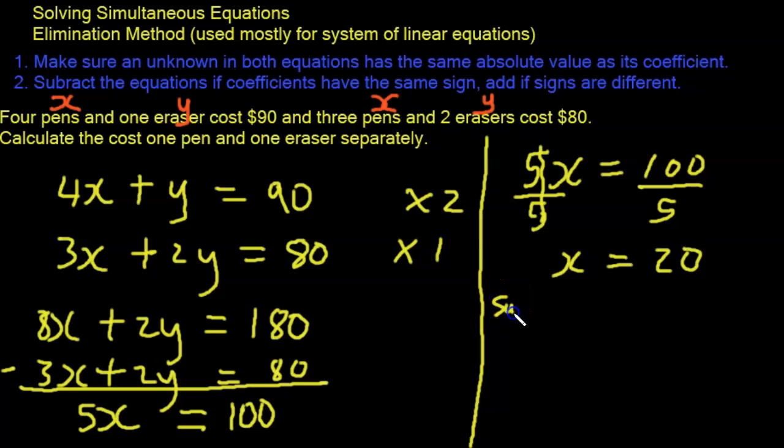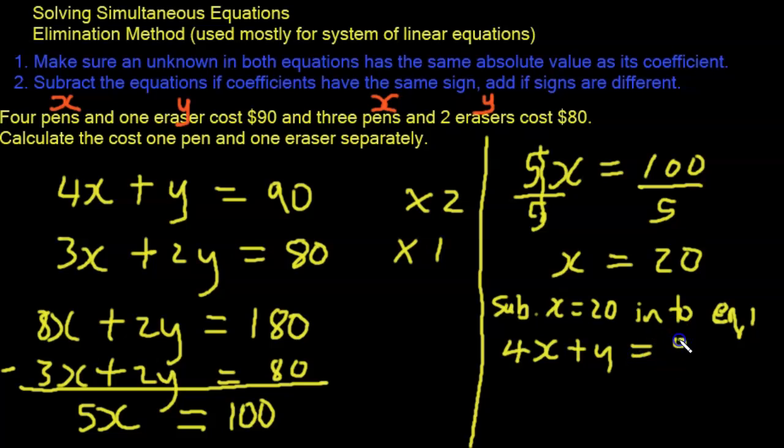So substitute x equal 20 into equation 1, EQ1, abbreviating equation 1. Equation 1 says 4x plus y equal to 90, right? That's what equation 1 says. But the value of x is 20. So this is saying 4 times 20. So 4x becomes 80, because remember x is 20. So 4 times x, 4 times 20, plus y equal to 90.